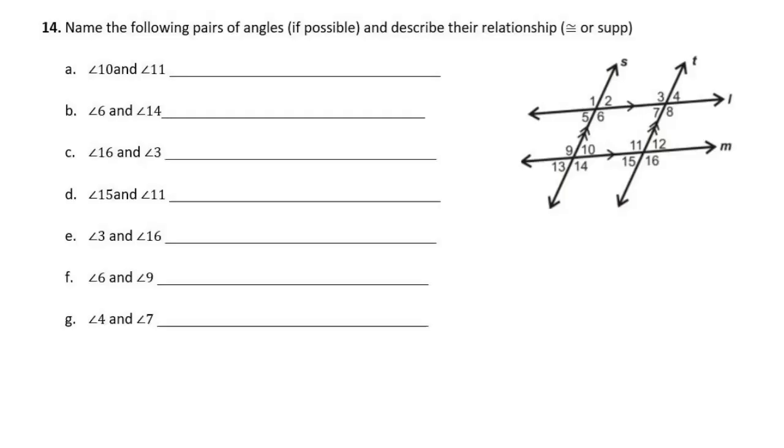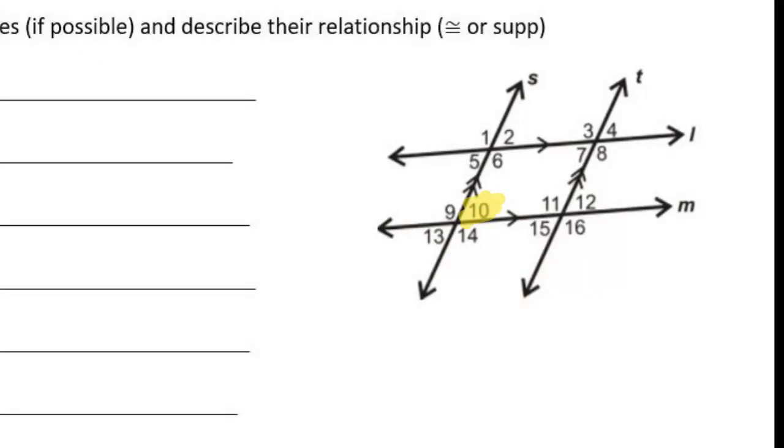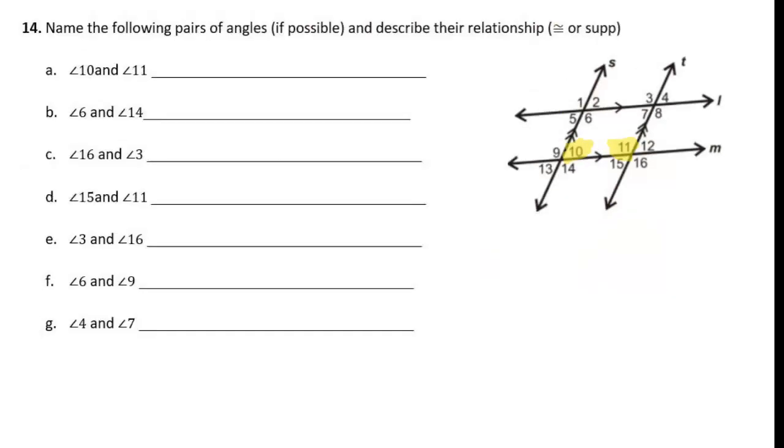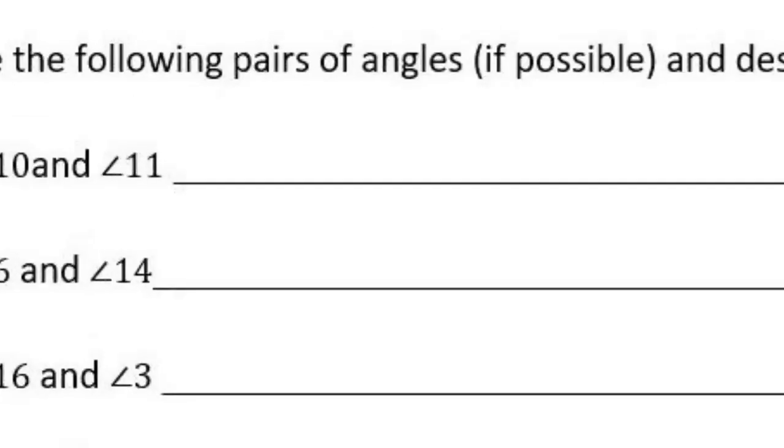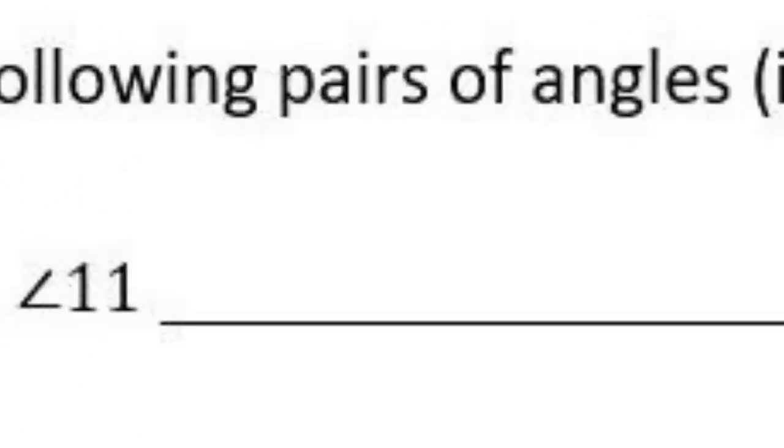So the first two angles we have are 10 and 11. What line do they both touch? They both touch M. So M is our transversal. They don't touch this line at all, so I don't need to look at that even one little bit. Are those interior angles or exterior angles? Interior. Same side or opposite sides of M? Same side.